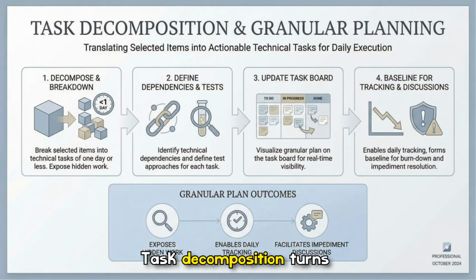Task decomposition turns selected backlog items into actionable technical tasks for daily execution. Break items into one-day tasks to expose hidden work. Define dependencies and tests for each piece. Update a granular task board for real-time visibility. And set a baseline for tracking. This level of detail enables daily tracking, faster burndown analysis, and focused impediment discussions.